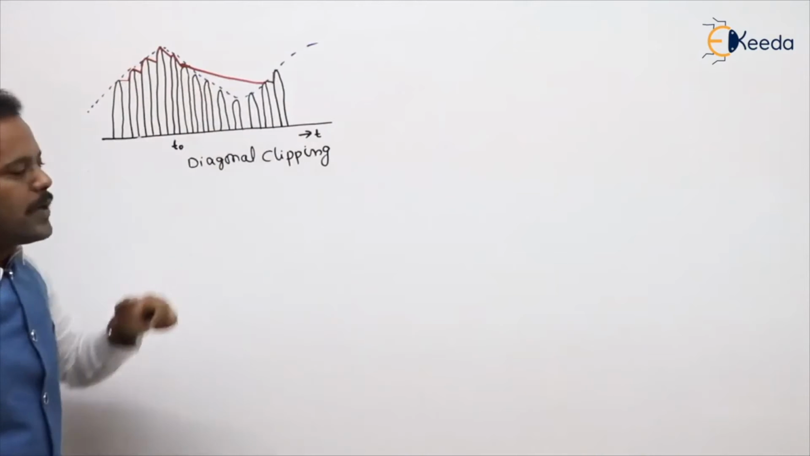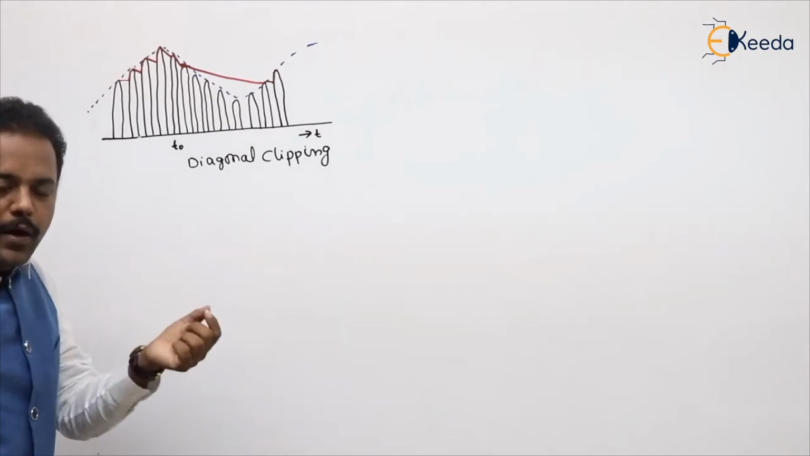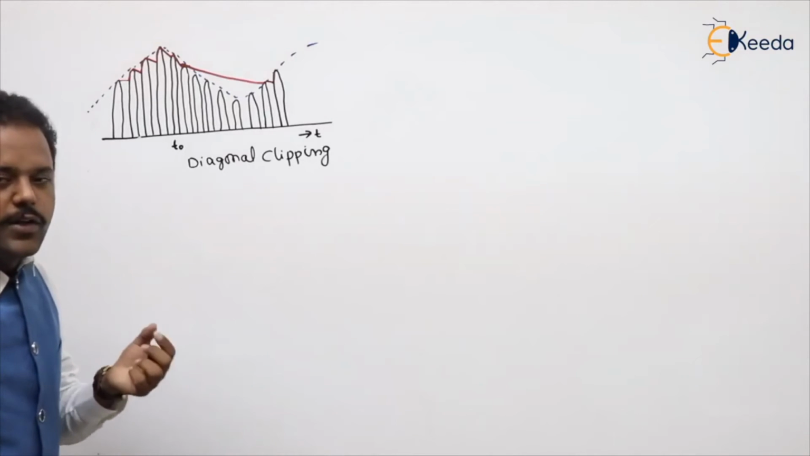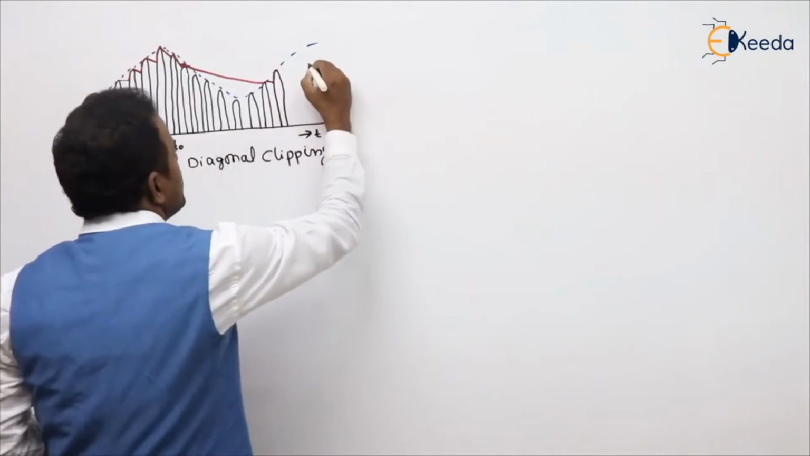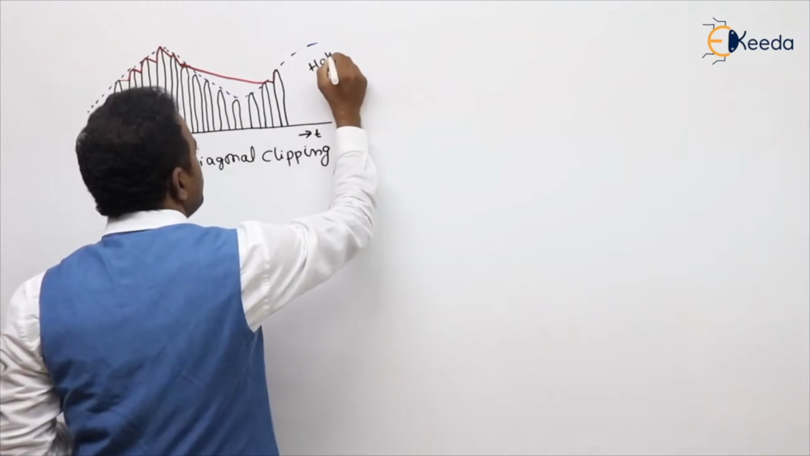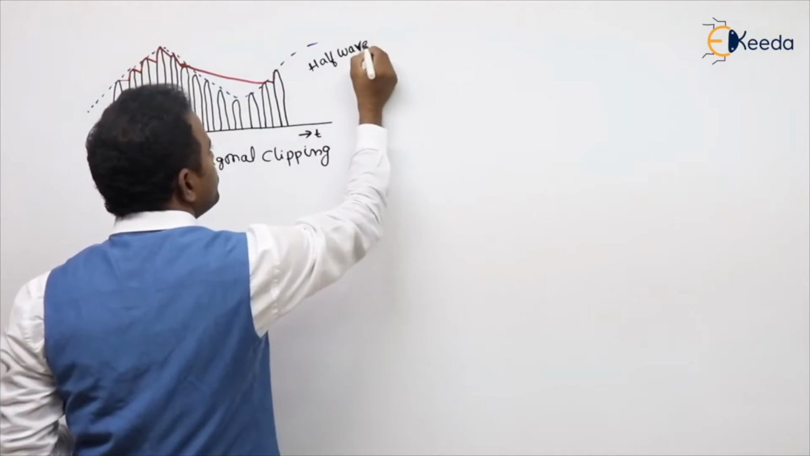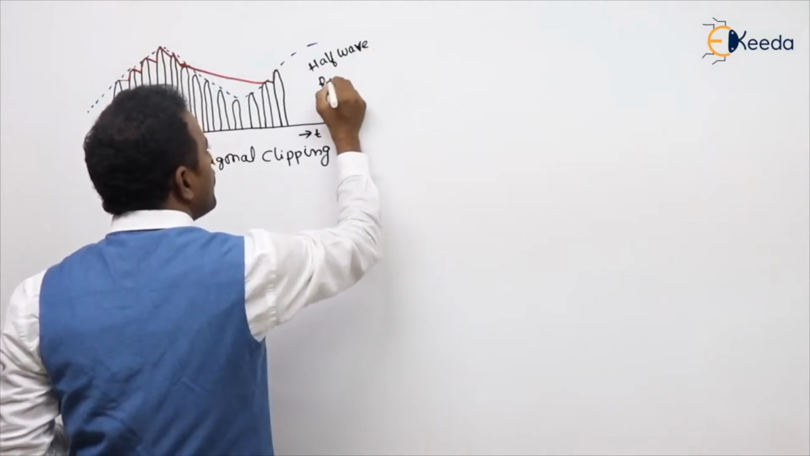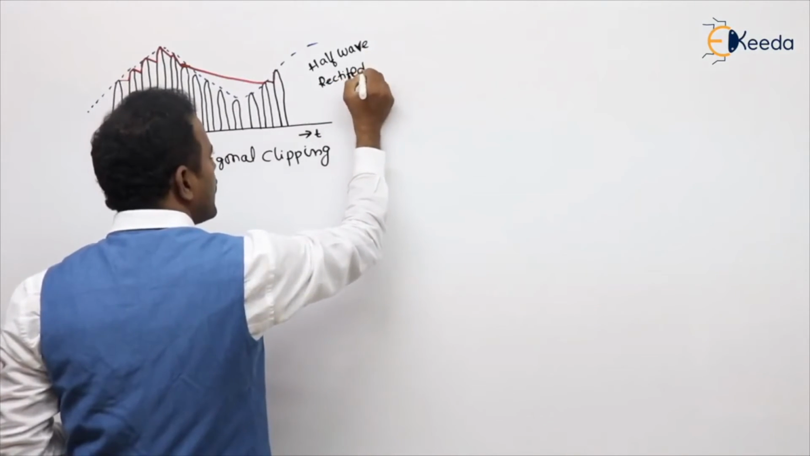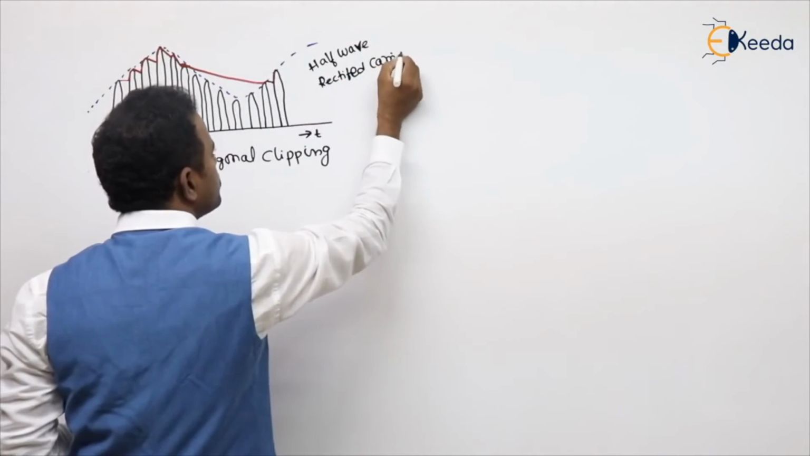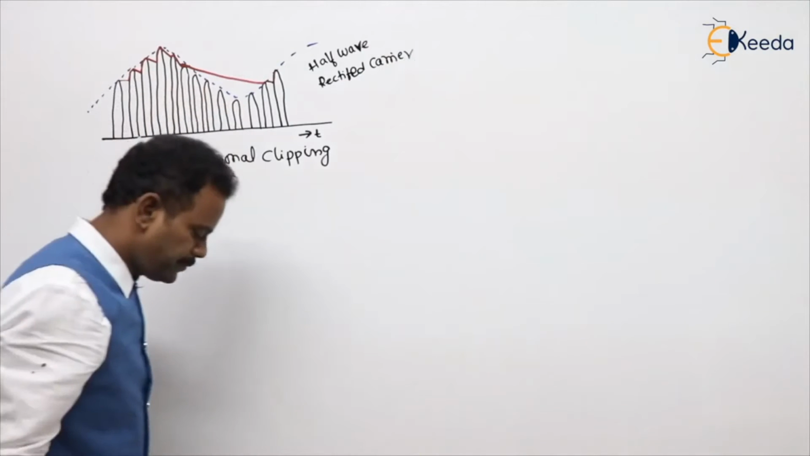I have written only on the positive side because the envelope detector output works only in the positive cycle. So I can say this is a half wave rectified wave, or half wave rectified carrier also I can write. And you can see clearly the diagonal clipping.